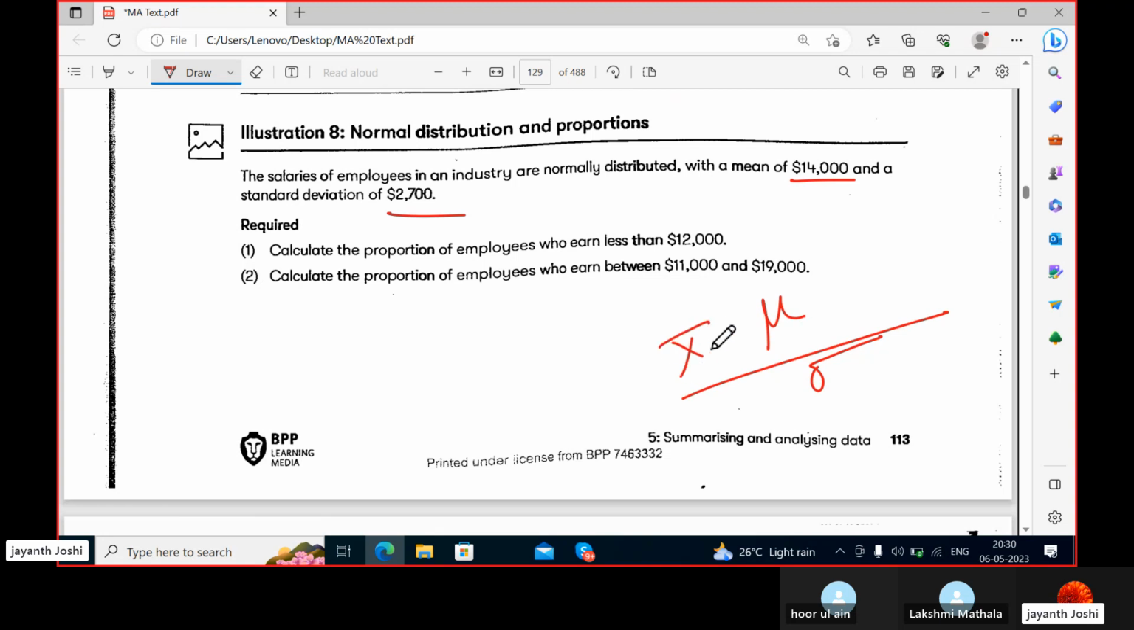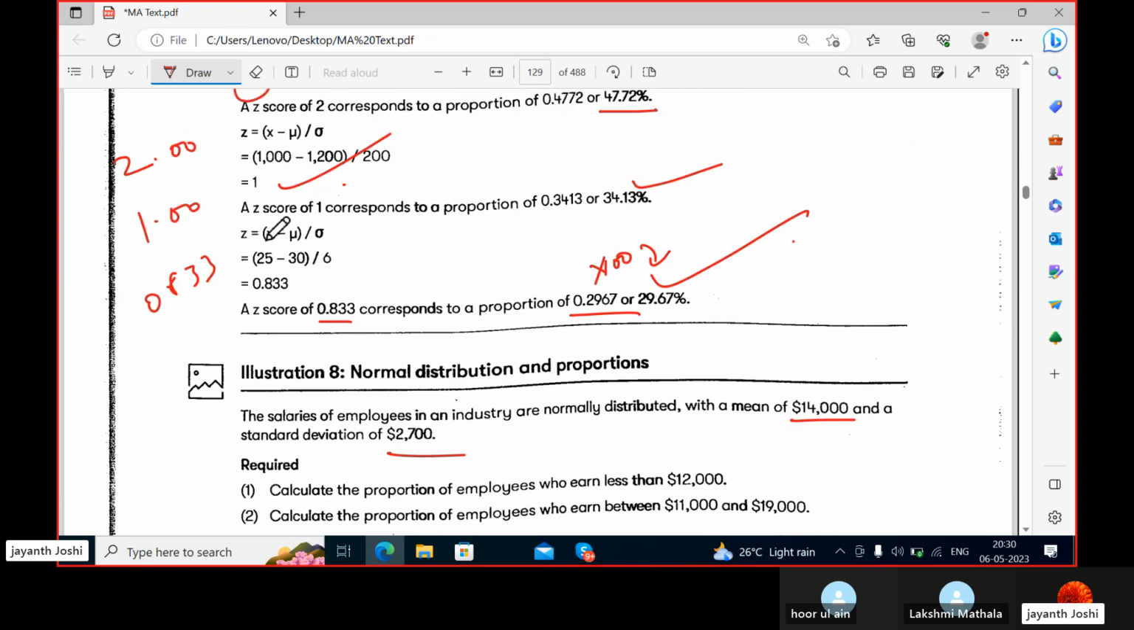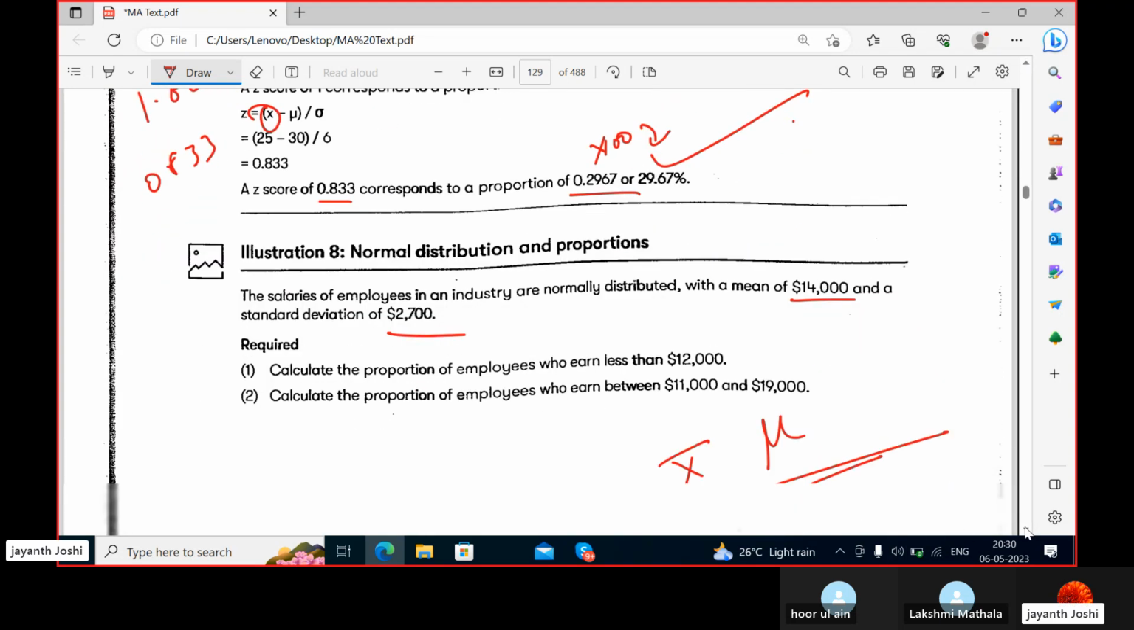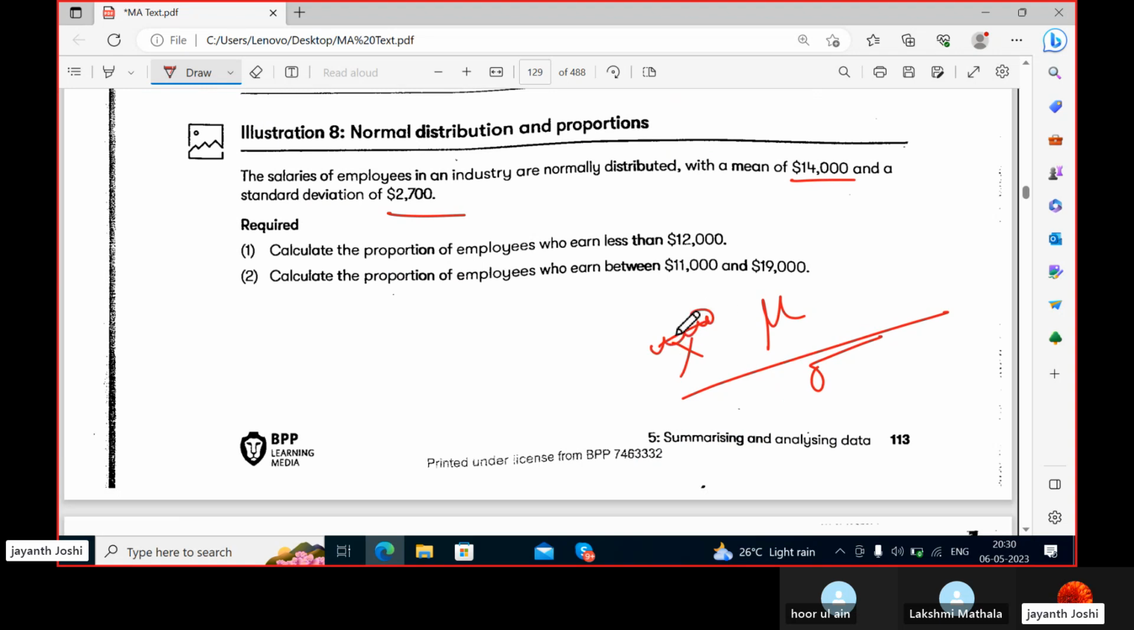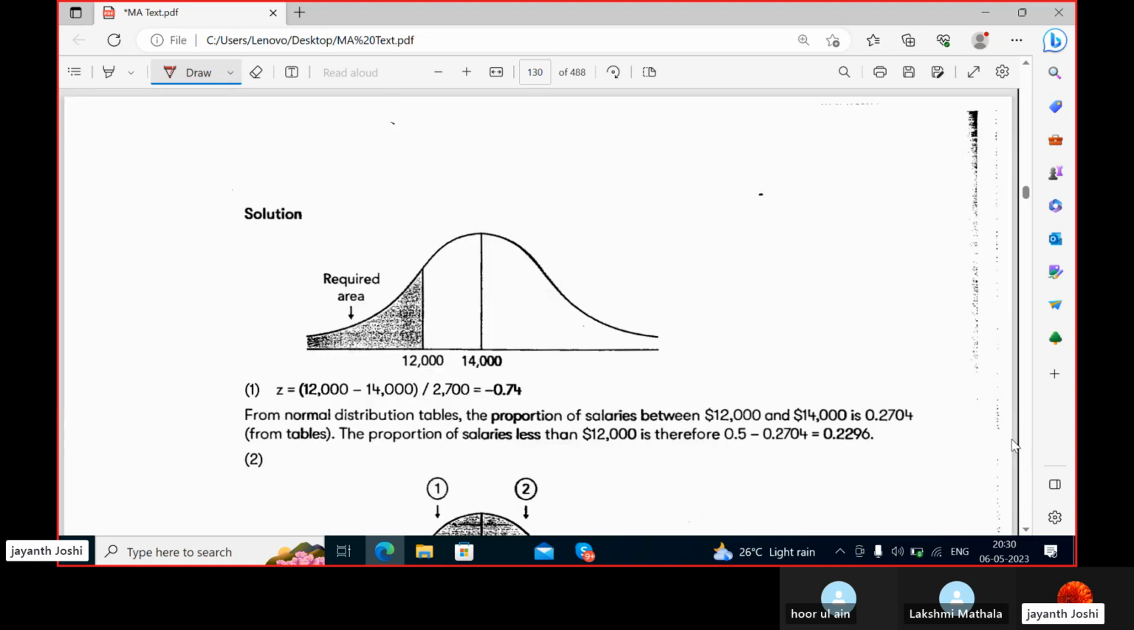But you should get x, which is the variable under observation. So that is what we have here. Calculate the proportion of employees who earn less than 12,000, and between 11,000 and 19,000. So less than 12,000. This is the average.